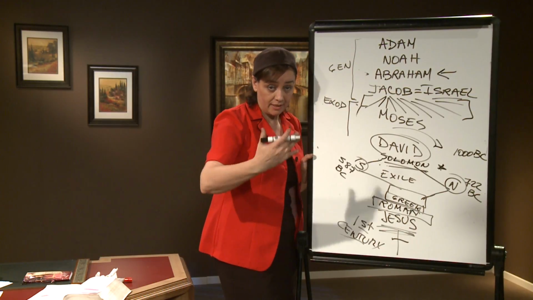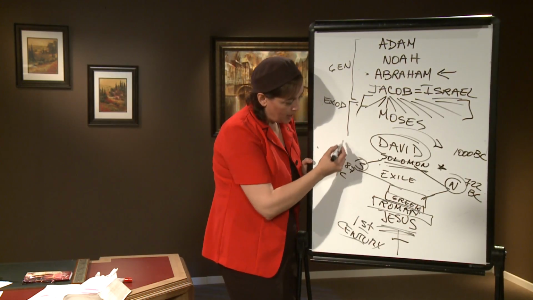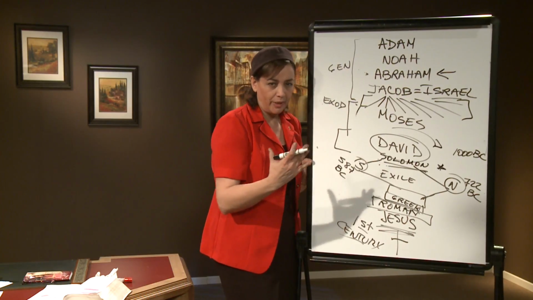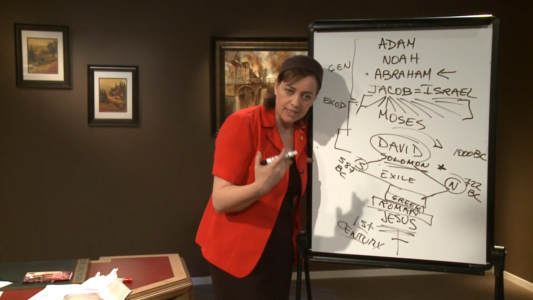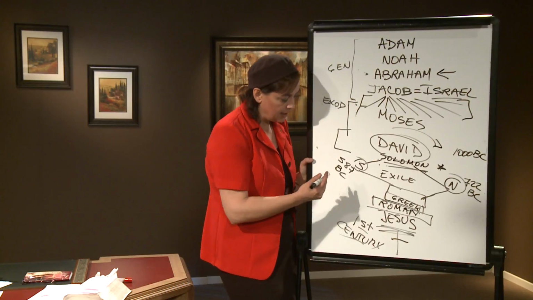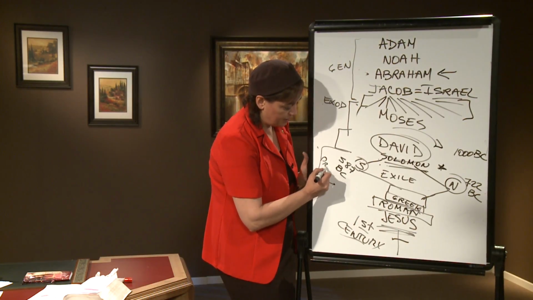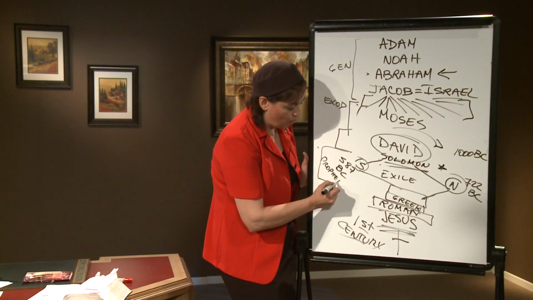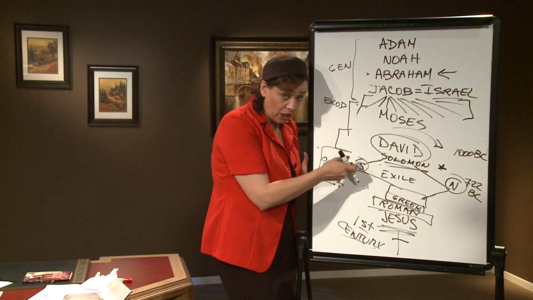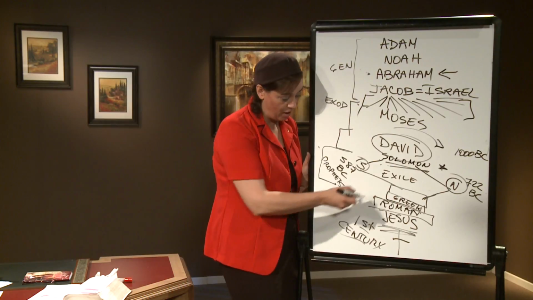And we have Exodus, Leviticus, Numbers, Deuteronomy. Here we have the historical books. We have 1 and 2 Samuel, 1 and 2 Chronicles, 1 and 2 Kings. All the prophets are right here. These are the prophets. All the prophets are right before, during, or after the exile, all the prophets.